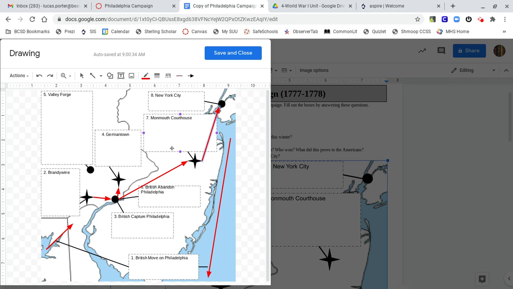So basically, I can see now the idea here is I want to see what happened in this campaign. The British started out in New York City, go down, capture Philadelphia, and go back up to New York City. All right, well, let's see what the Americans were doing.